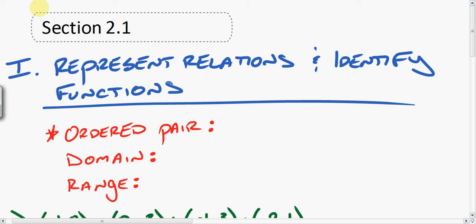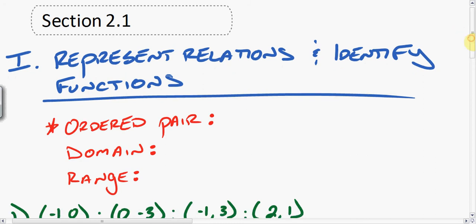This is section 2.1, part 1, where we're going to look at representing relations and also identifying whether that relation is a function or if it's not a function. So before we get into the problem, there's three pieces of information we need to know what they mean: ordered pair, domain, and range.